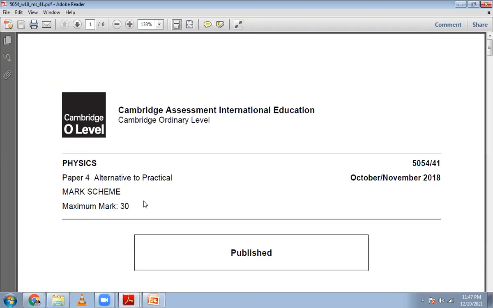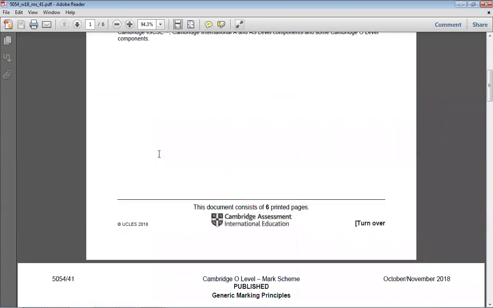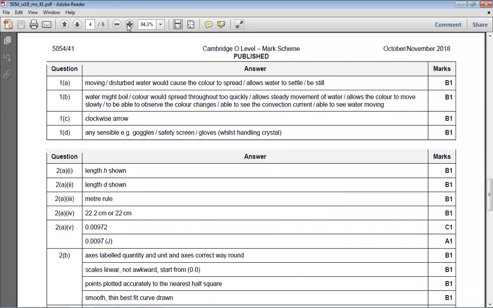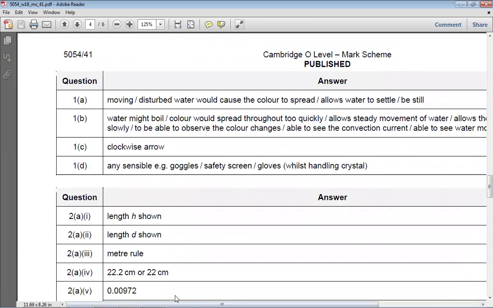So let's have a look at the marking scheme. Here is the marking scheme.